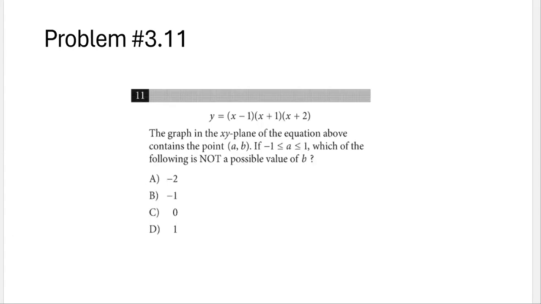This is number 11 on the 2021 March instance of the SAT exam. I would categorize this one as difficult. Let's see what it says. The graph in the xy plane of the equation above contains the point (A, B). If A is between -1 and 1 inclusive, which of the following is not a possible value of B?